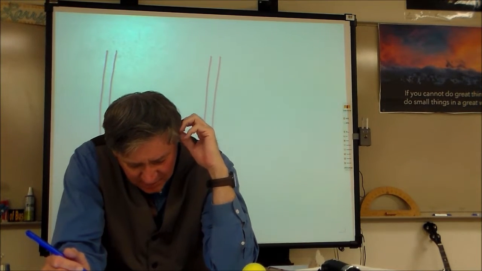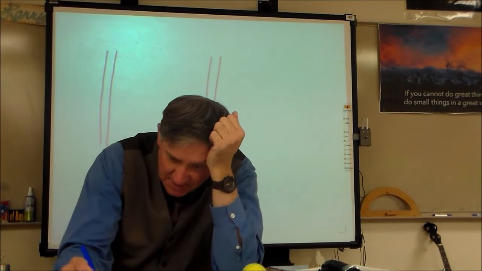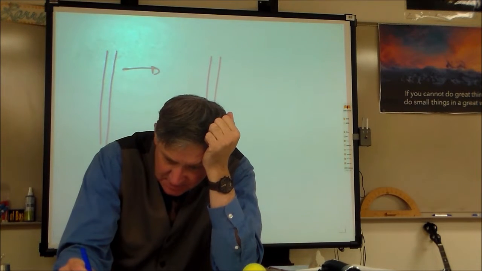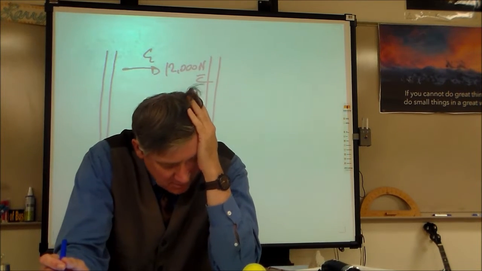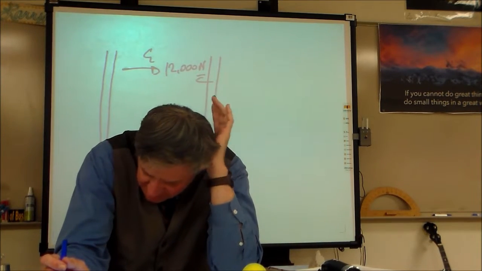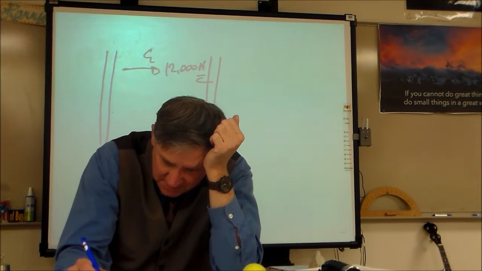And you have an electric field of 12,000 directed to the right. So this is the direction of your electric field, right? And it has a value of 12,000 newtons per coulomb. So you have the distance between them. An electron is projected from plate A, okay? So this is an electron.